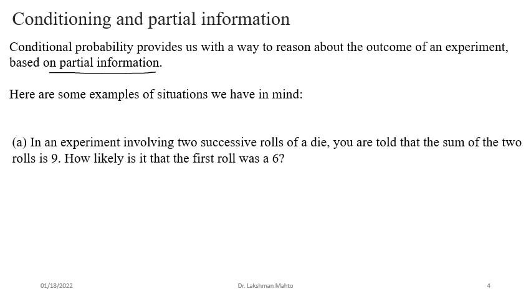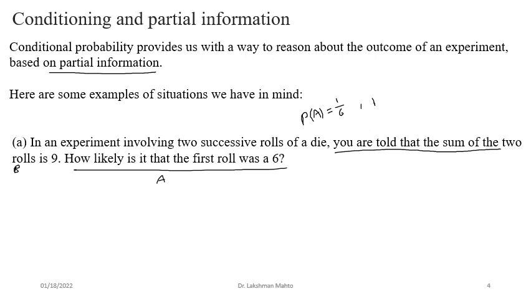If you are rolling a die two times successively, I had mentioned that the partial information is that the sum of the rolls is 9. Partial information is generally denoted by B. And the event of interest is, what is the probability that the first roll is 6? This we denoted A. In the last class we had already seen the probability of A. Recall it, what was the probability of A here? Anyone? Am I audible? 1/6.